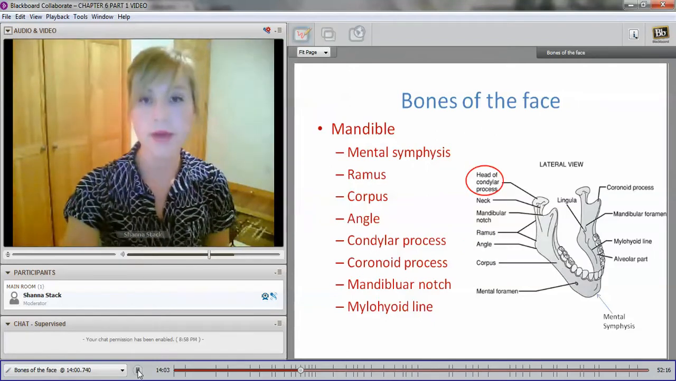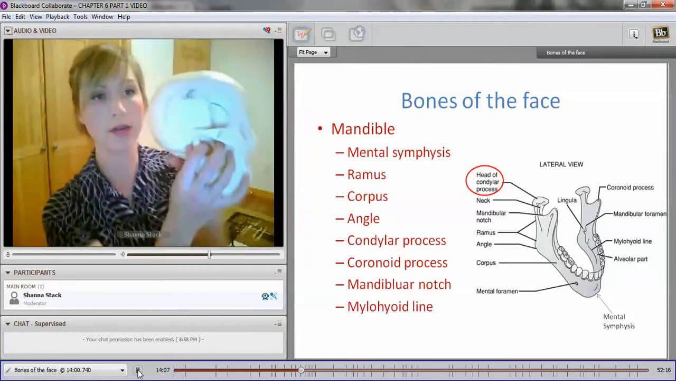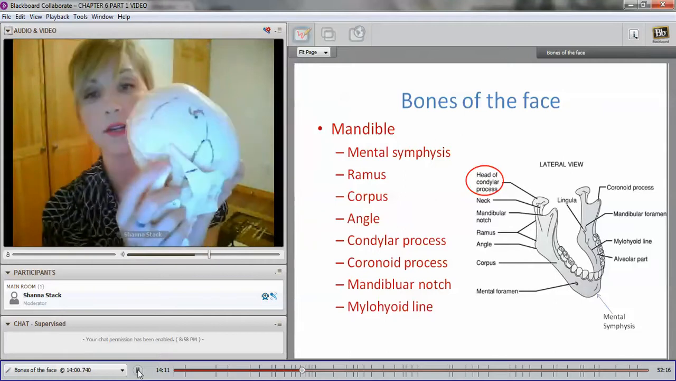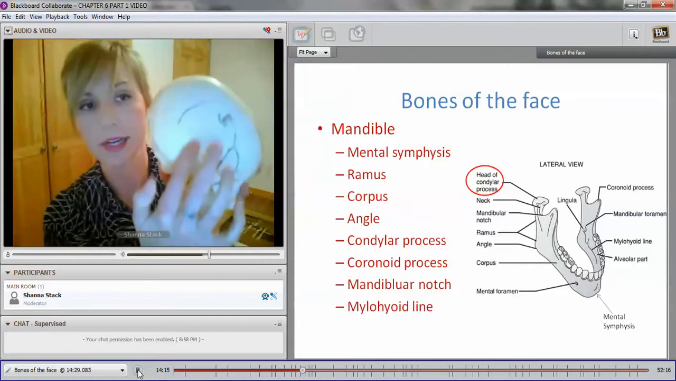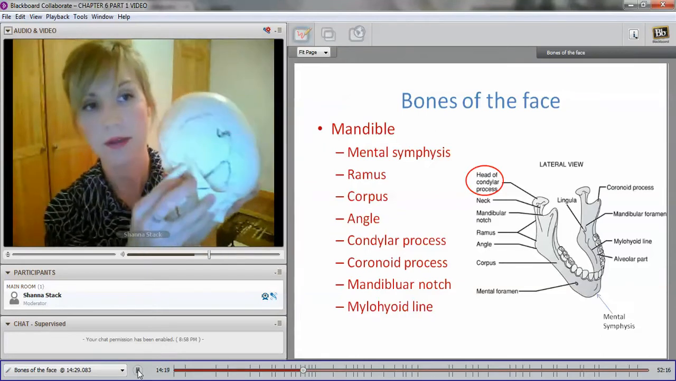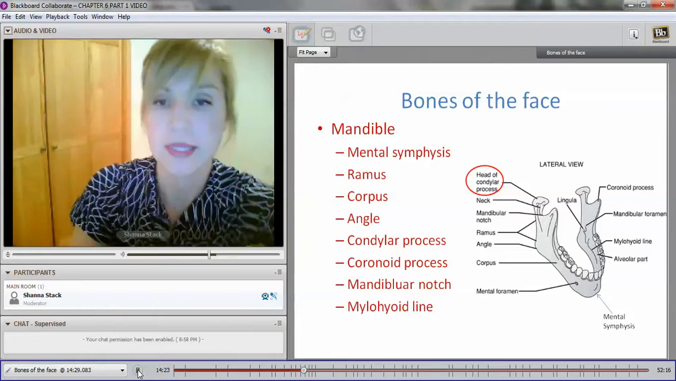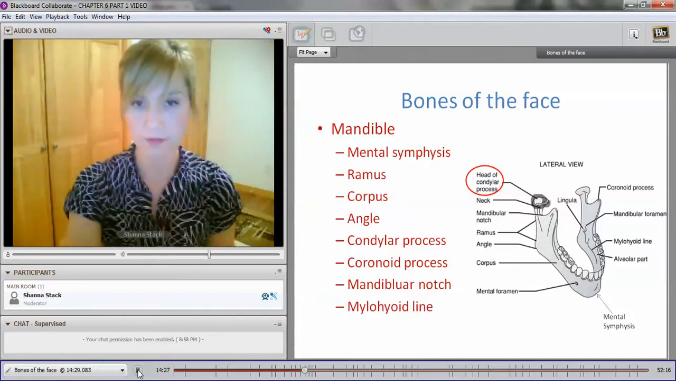All right. So the head of the condylar process. Here's the condylar process, and I hope you guys can see this, but it's right here, and it just kind of tucks into the temporal bone, which is right here. I don't know how well. You guys will have to give me some feedback on how well you can see that. But this bone articulates with the cranial skull.